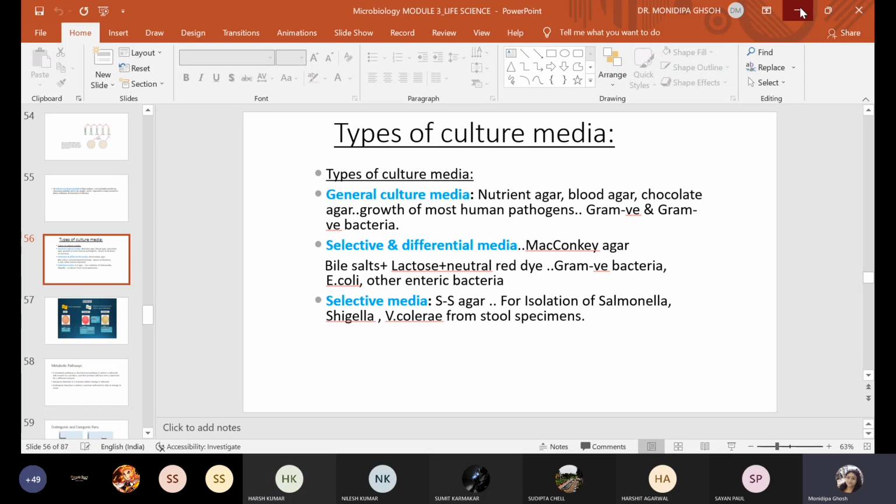Yes, ma'am. Now, there are other media. Agar is the commonest medium. Other media are there, selective and differential media. There is MacConkey agar, which has bile salt, lactose, and some dye. So these are the components which give it a peculiar capacity to grow specific varieties of bacteria, and it hinders the growth of other bacteria.